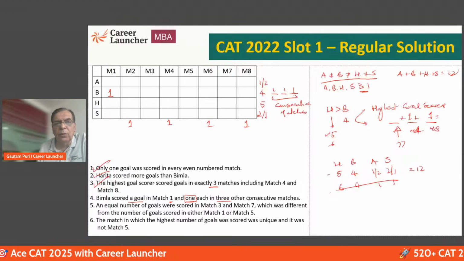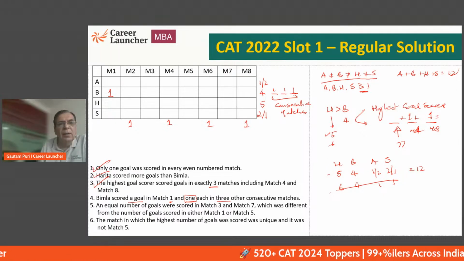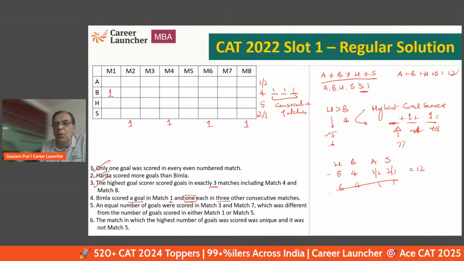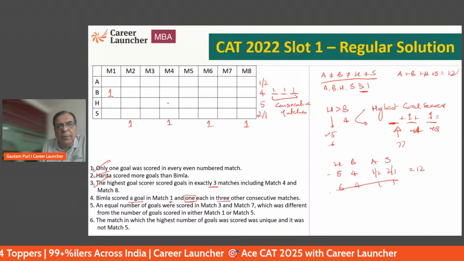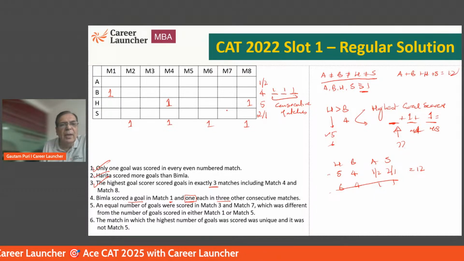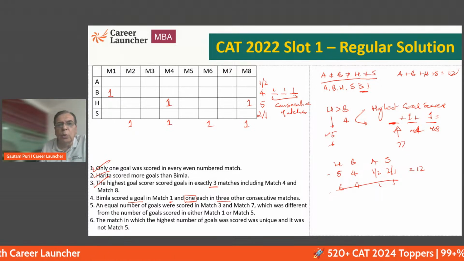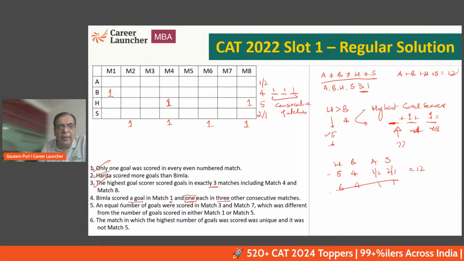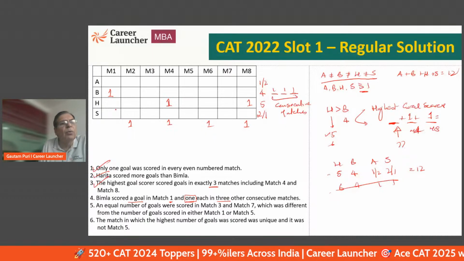So what we know so far. That means the highest goal scorer is Haritha. How many goals has Haritha scored? 5. And Haritha hence has scored 1 goal each in match 4 and match 8. So Haritha has scored 1 goal in match 4 and match 8 because she's the highest goal scorer. Okay. And she scored in match 1 also. The total is 5 and she has scored, this says, highest in exactly 3 matches. That means Haritha would have scored a goal out here also.